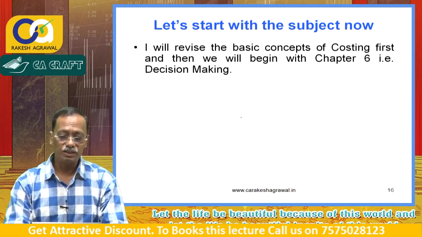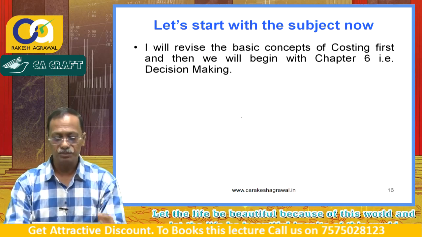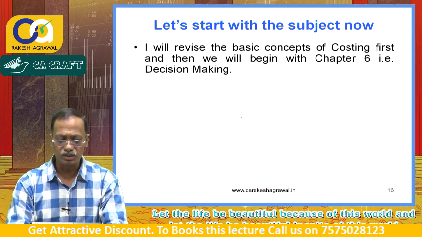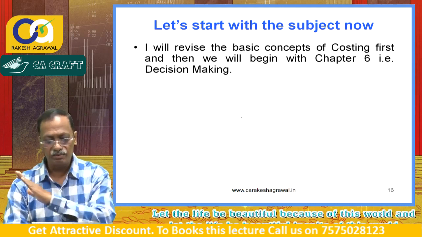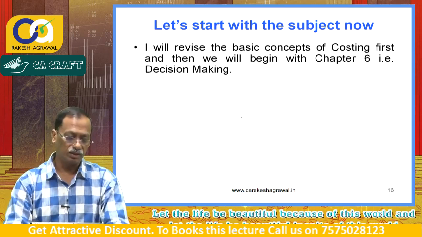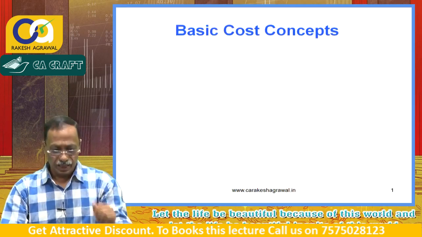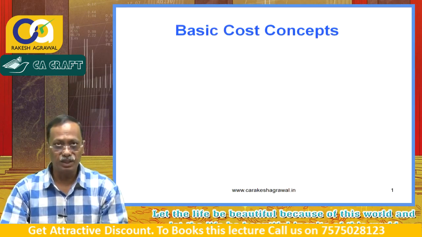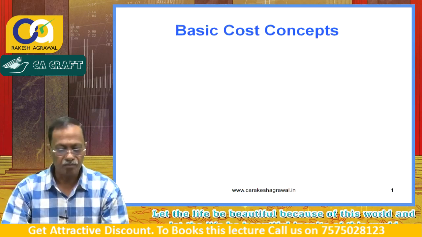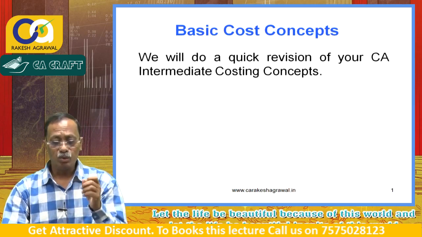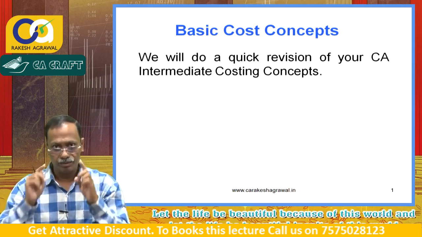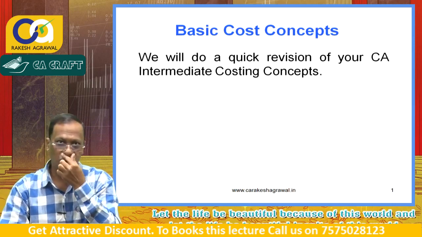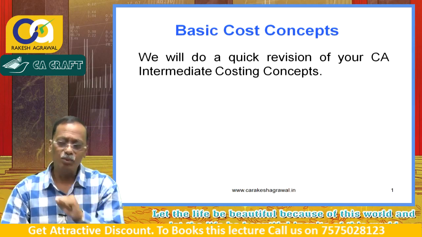I will revise the basic concepts of costing first. We will revise a few basic concepts of costing and then we will begin with chapter 6, that is decision making. So friends, we are starting with basic cost concepts. We will do a quick revision of your CA intermediate costing concepts. Now why am I doing this?